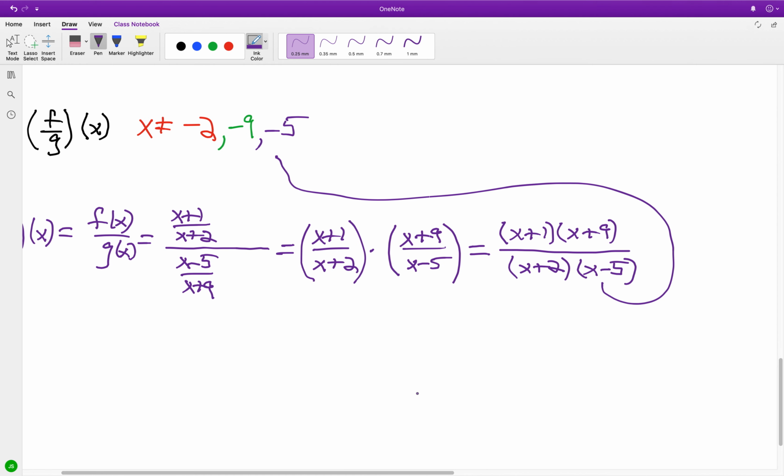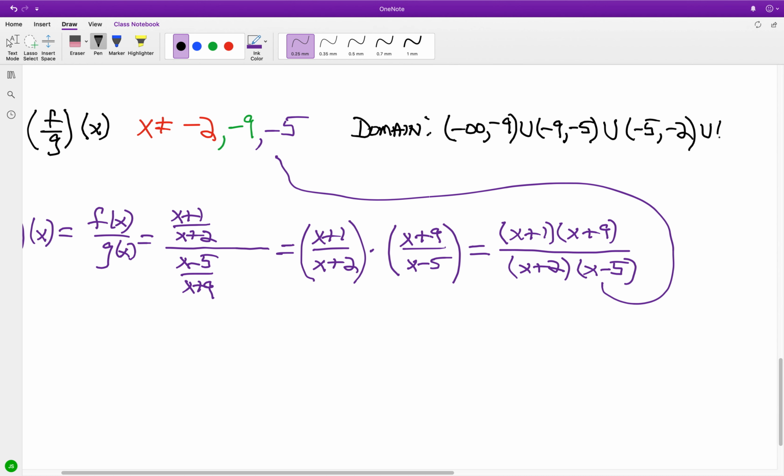So for the domain of the quotient function, we have 3 exclusions. -9 is the smallest of the exclusions. So we have going from negative infinity, approaching but not including -9. Then going past -9, approaching but not including -5. Then going past -5, approaching but not including -2. And then for the rest of the domain, we have those values of x that are greater than -2.